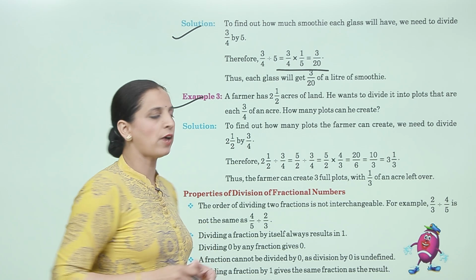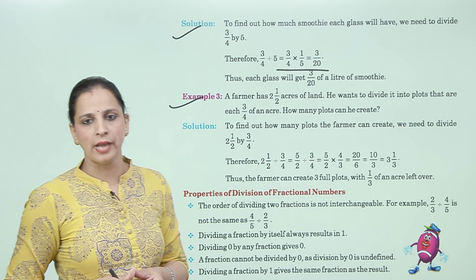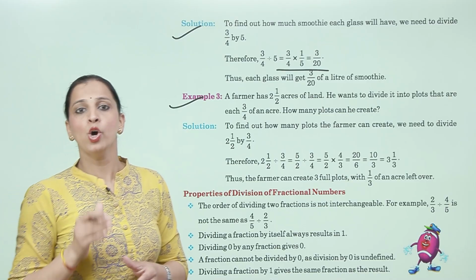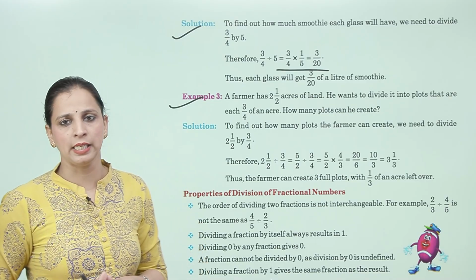Now, example 3. A farmer has 2 1/2 acres of land. He wants to divide it into plots that are each 3/4 of an acre. How many plots can he create?